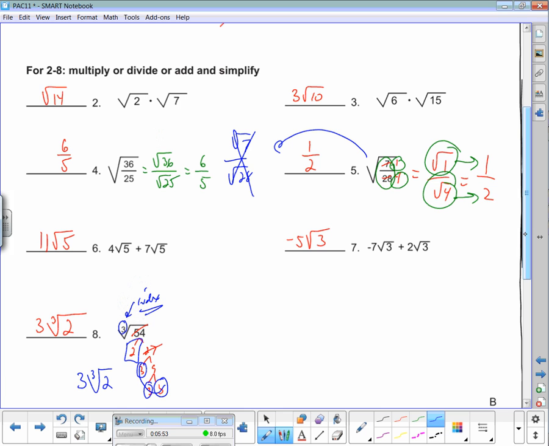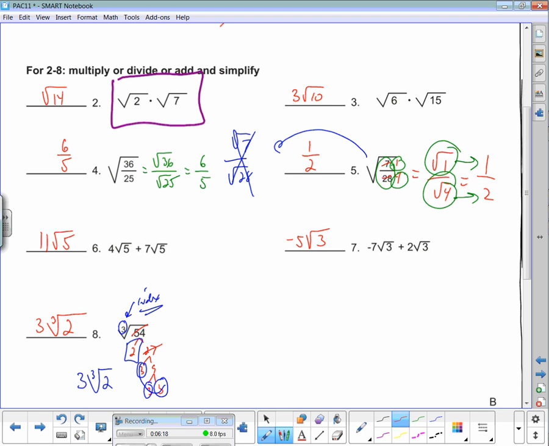All right, so look, everybody pay attention here, because this is what will happen to you guys on your test as well. So you go through number 2 and you remember, how do you multiply radicals? You multiply the radicands. However, you have to remember that you also want to look to simplify. Well, number 2 is just a 2 and a 7.